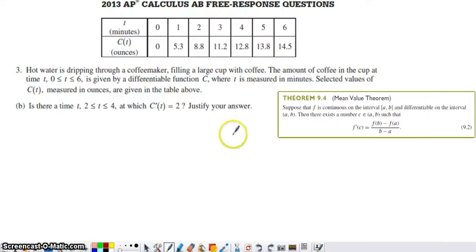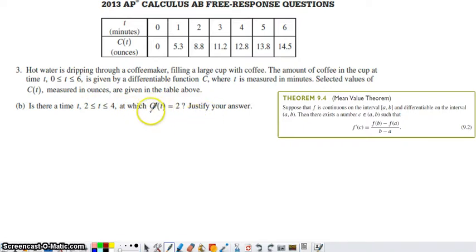So in this video we'll check out number 3 from the 2013 AB and BC exam. In this piece of number 3 it wants us to figure out whether or not there needs to be a t-value between 2 and 4 where C prime of t equals 2, and then justify your answer.